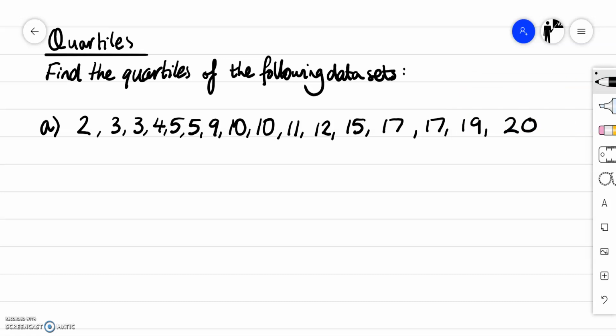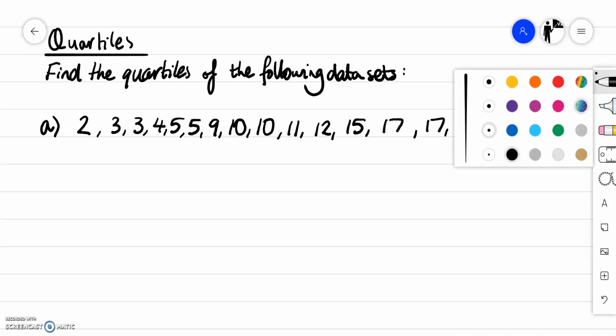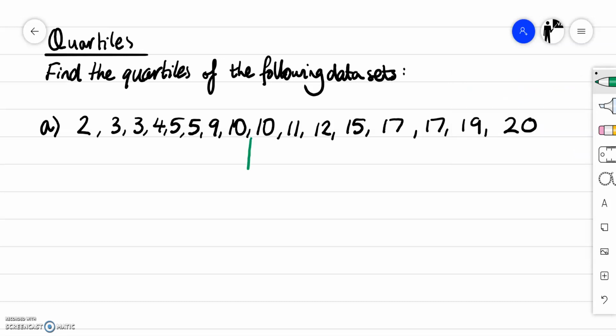So we're going to work and first find the median. Put your fingers on the two end numbers, 2 and 20, then work in. 3 and 19, work in. 3 and 17, 4 and 17, 5 and 15, 5 and 12, 9 and 11. But do you notice in this example, I don't have one singular number to work to. My median is going to lie in between these two values here. So we need to ask ourselves, what's in the middle of 10 and 10? Well, it's 10. So Q2 is 10.